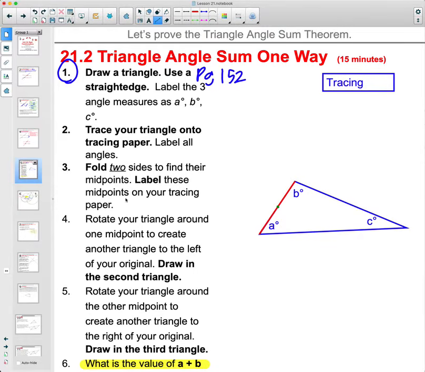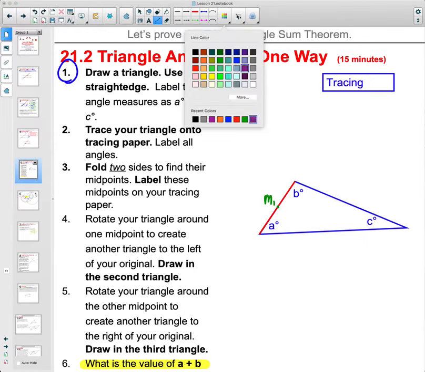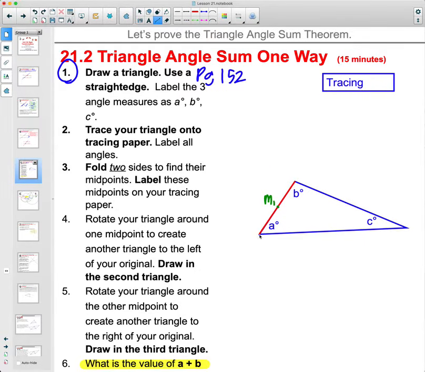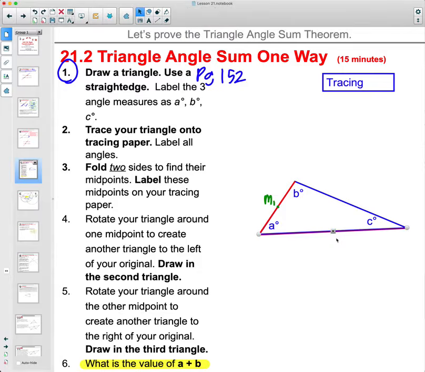And then label these on your tracing paper. You can label them whatever letter you want. I'm going to just do M for midpoint, M1, and then I would do M2 on my other side. So if I'm going to do this side, I would fold this point to this point and then find that middle. Label it on your tracing paper.